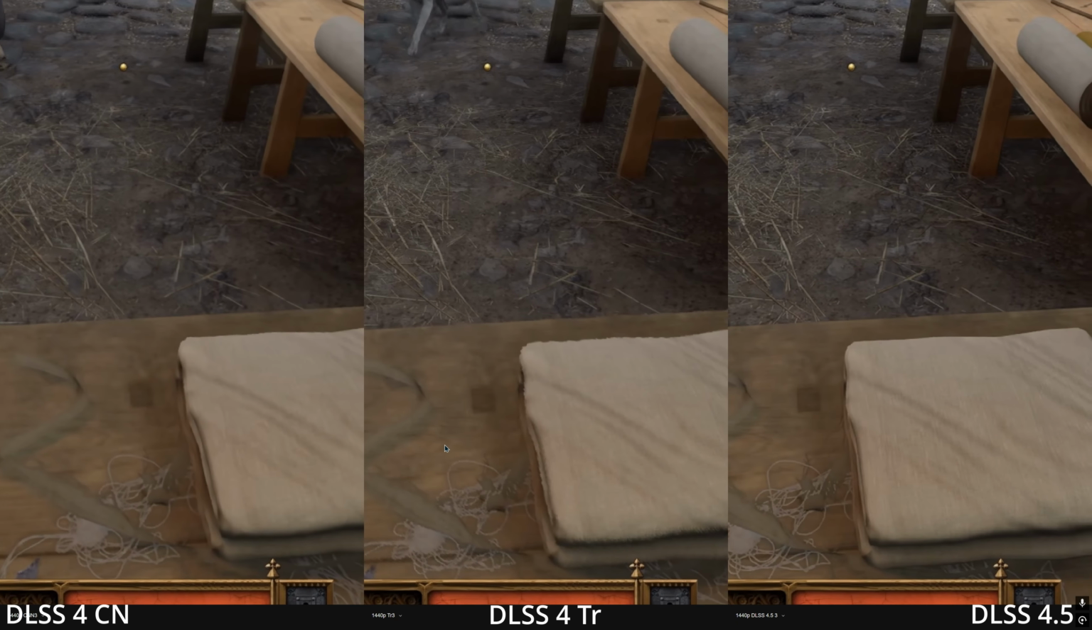There's also a subtle improvement in the lighting detail, the cone-based global illumination used by this game, with DLSS 4.5.